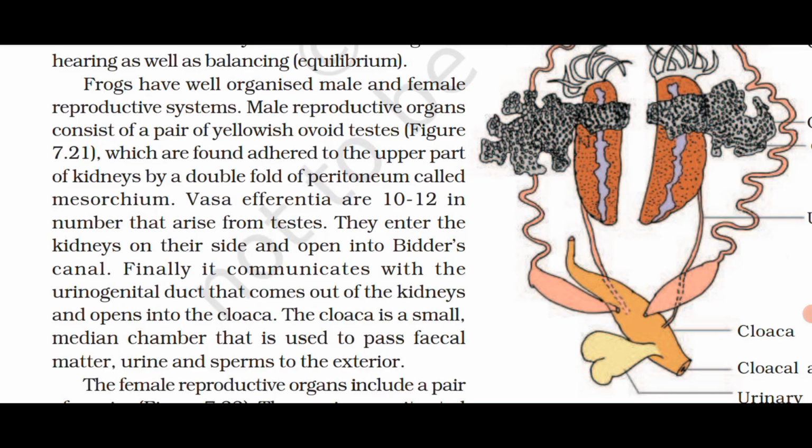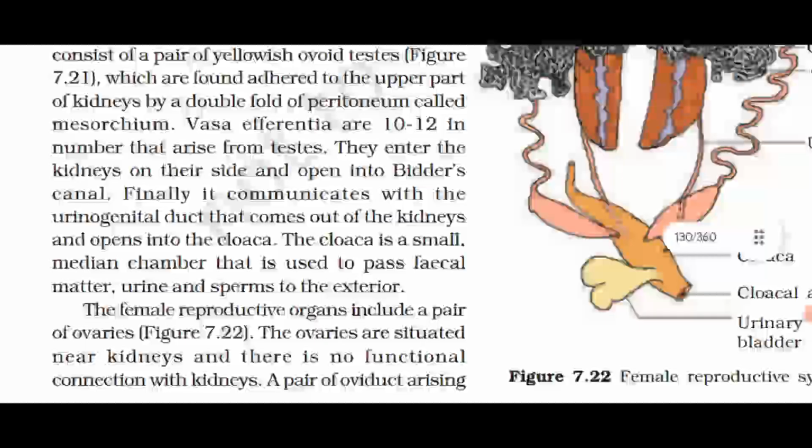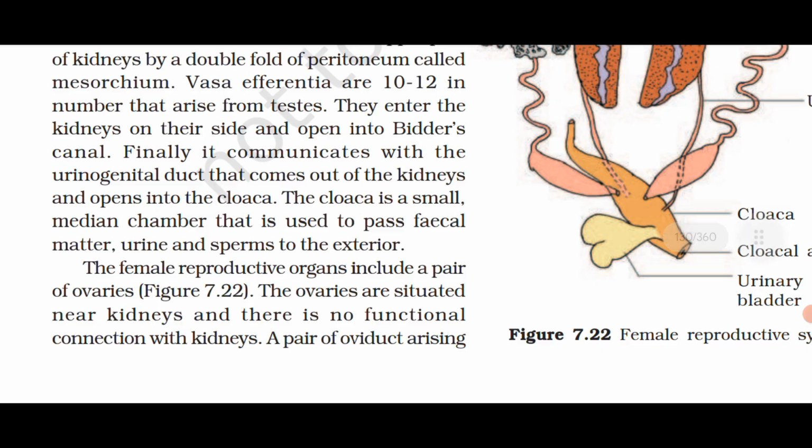Finally, it communicates with the urinogenital duct that comes out of the kidneys and opens into the cloaca. The cloaca is a small median chamber that is used to pass fecal matter, urine, and sperms to the exterior.